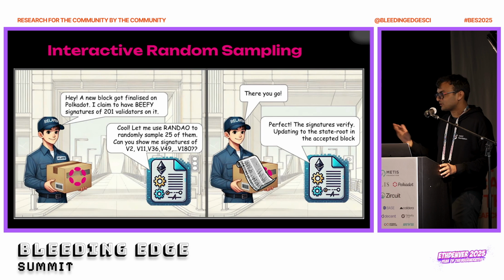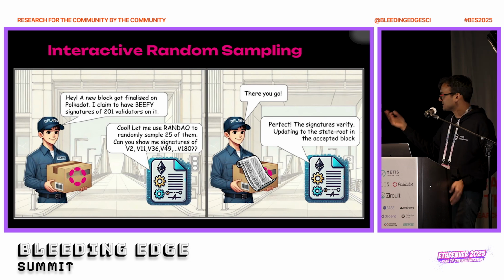And then the smart contract on Ethereum uses the randomness beacon to randomly select only a bunch of them to verify. The naive approach of verifying all these 201 signatures would be very expensive on chain. So it randomly just selects a bunch of them. And then the relayer shows those signatures which the light client requested. Yeah, and if those signatures verify, then it's good to go, and it updates its state on the latest Polkadot commitment.